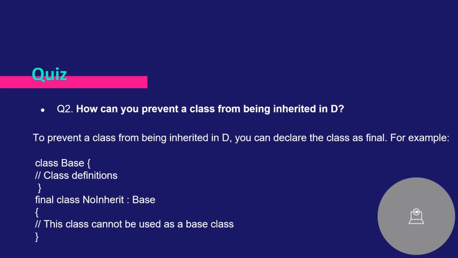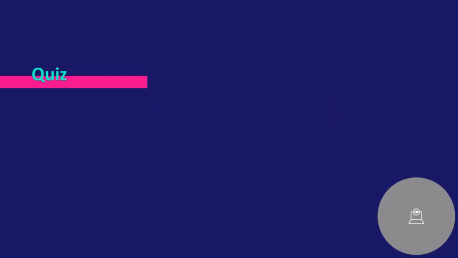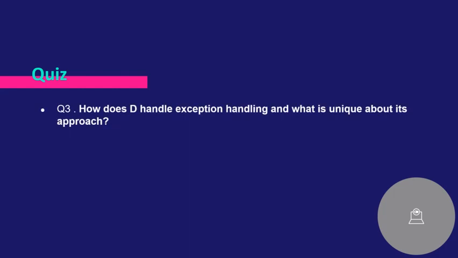And here's an example. So you would have the parent class of base, and then you have the final class of no inherent. This no inherent class you cannot use as the parent of any other class. Now let's move to the third question.